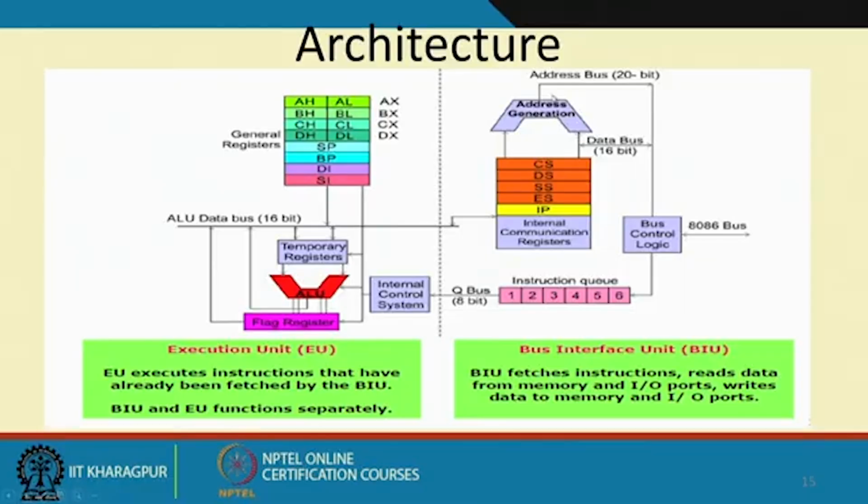So, a 20-bit address bus is going, and out of that the lower order 16 bits will be taken as the data bus when it is doing the data operation, and there is a bus control logic from which this bus will come out. So, ultimately one bus is coming out of the 8086 processor.